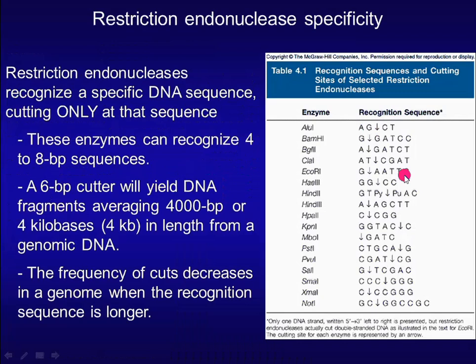Here are specific sequences recognized by different restriction endonucleases. For example, EcoR1 only cuts GAA-TTC between G and A. KPN1 cuts GGT-ACC between 2 Cs. A 6-base pair cutter, such as EcoR1, will generate DNA fragments averaging 4,000 base pairs in length from genomic DNA. The frequency of cuts decreases in the genome when the recognition sequence is longer.